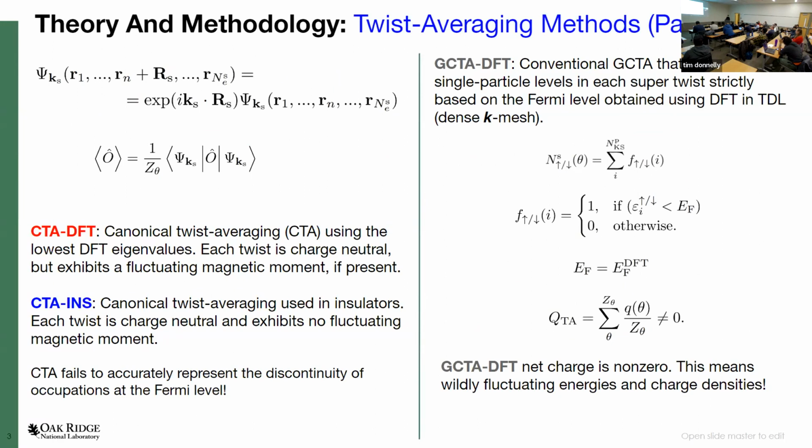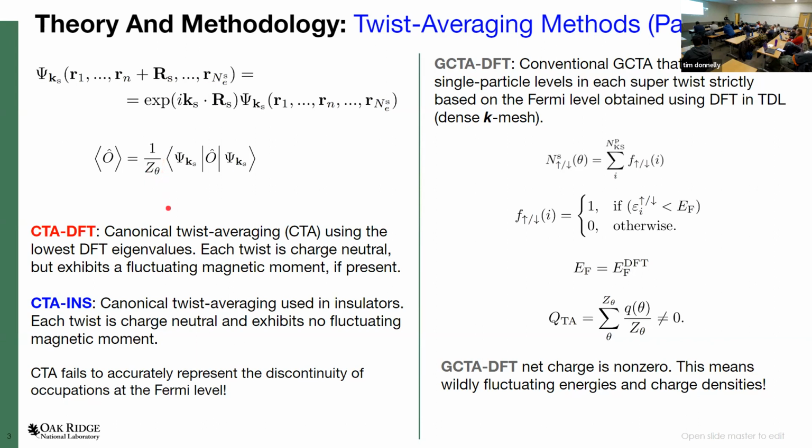So as a reminder, under twisted boundary conditions, your many-body wave function will pick up a phase when you have a translation of a single electron by a lattice parameter. And then you can evaluate any observable by averaging over those different twisted boundary conditions.